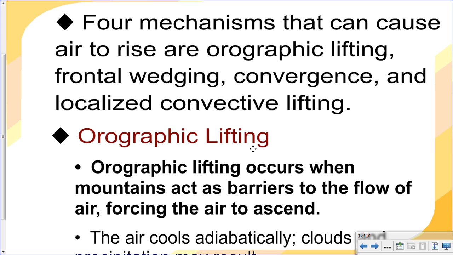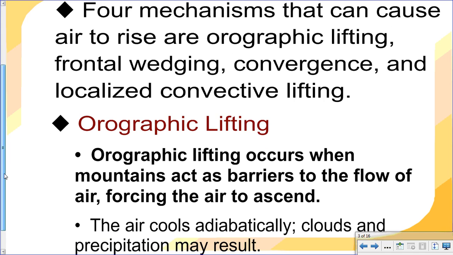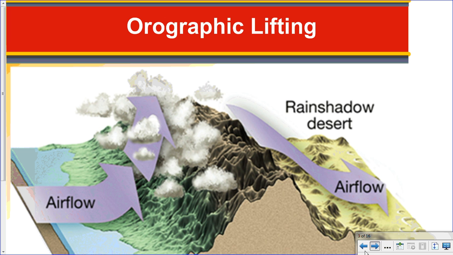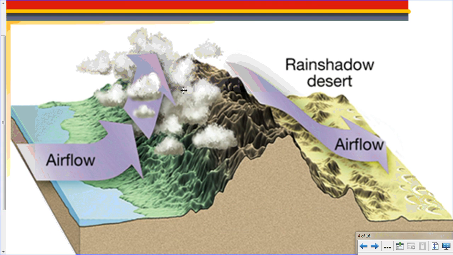But now, as it slides back down the other side, we end up with what's called the rain shadow effect. Because when the air gets pushed up here and it rains out, okay, remember the cold air gets colder, it can't hold as much moisture.